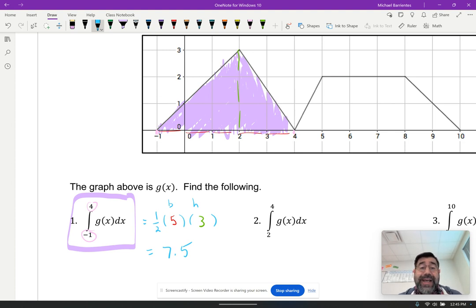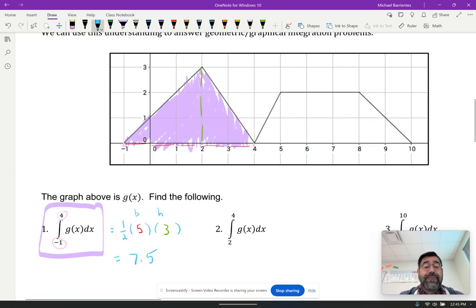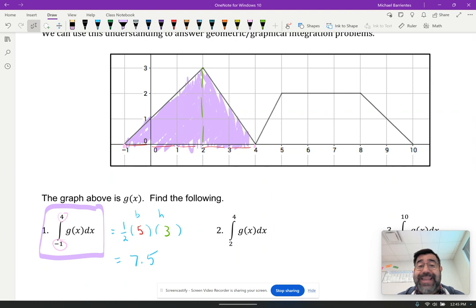So the integral value of g of x dx based on this given graph from -1 to 4 is 7.5. That's what a definite integral finds at its very core. Just like the derivative at its very core is just a slope, it's just a rate of change. At its very core, the integral is just the area under the curve, or between the curve and the x-axis, right?